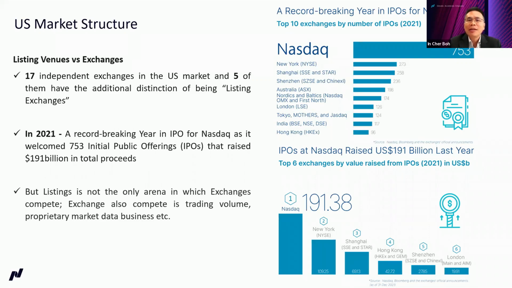The US exchange landscape is comprised of 17 independent trading exchanges as well as multiple trade reporting facilities, or TRF for short. While all 17 exchanges compete for order flows, 5 of these markets have the additional distinction of being listing exchanges. Generally, a listing exchange is the exchange where a company sold shares to the market for the first time under the initial public offering, IPO, or direct listing.